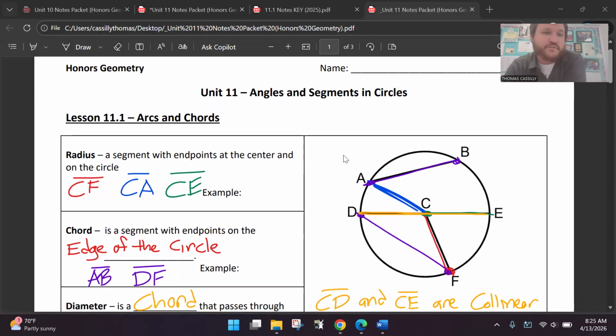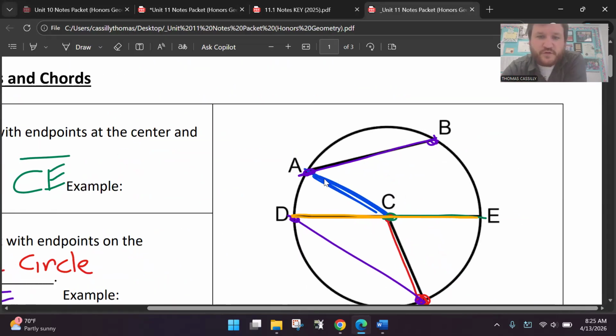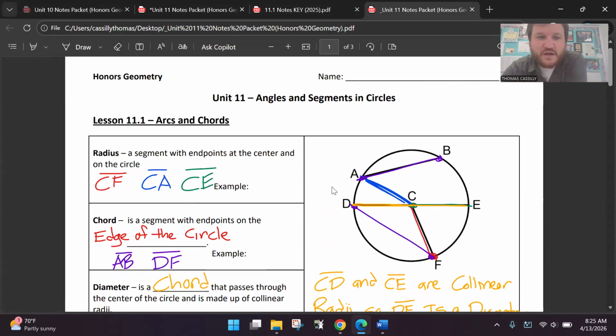We have a radius, right? A radius is just going to be some segment inside of the circle where one of the endpoints is at the center of the circle, and the other one is just somewhere along the edge of the circle. A couple of examples here are CF. And even if you look on your notepad before you filled it out, there is no segment here, but we can always draw one in. So segment CA would also be a radius, and then even CE would be another radius.